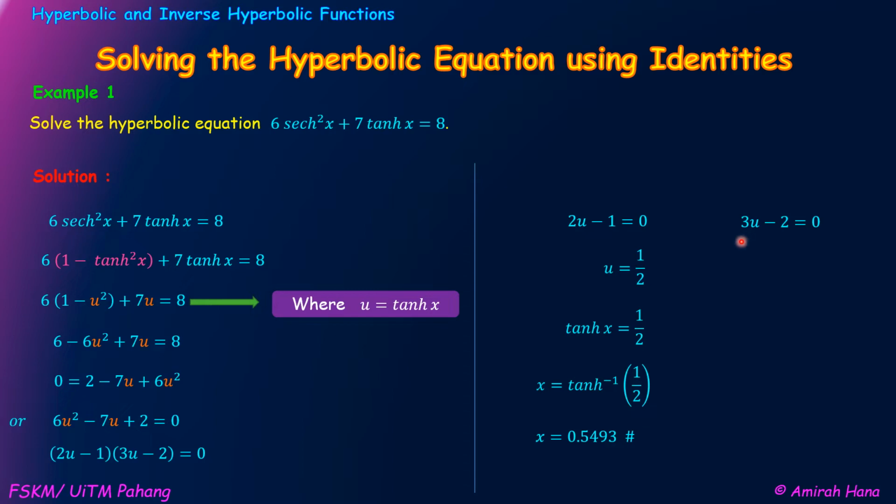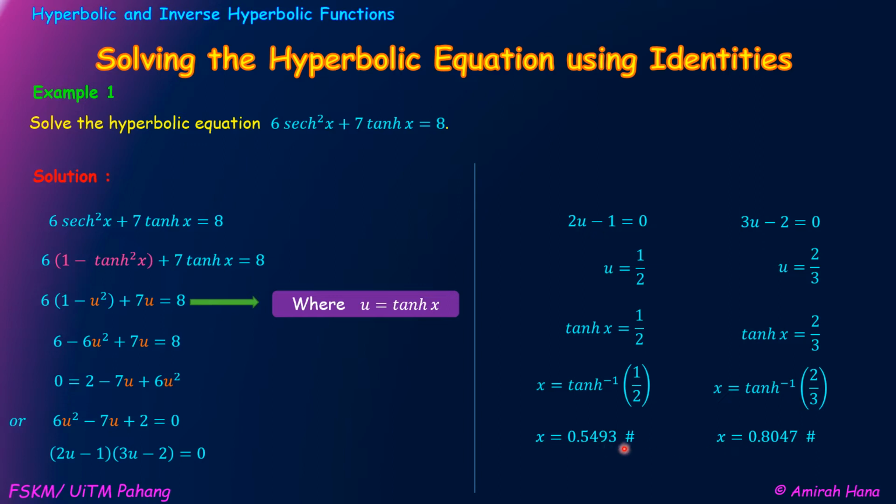From this equation, 3u minus 2 equals 0. After we solve for u, we got u equals 2 over 3. After that, we replace back u equals tanh x. So we have tanh x equals 2 over 3. Then, to find the value of x, we move tanh to the right hand side. So we got x equals inverse tanh of 2 over 3. And using a calculator, we got x equals 0.8047 up to 4 decimal places.